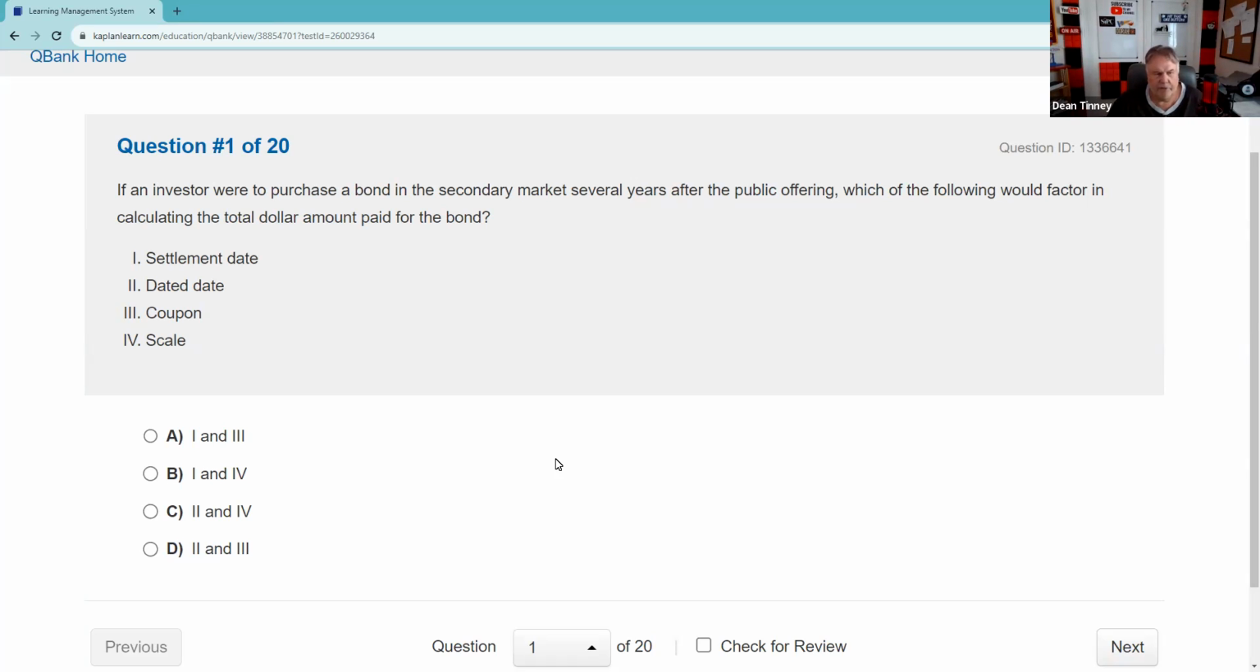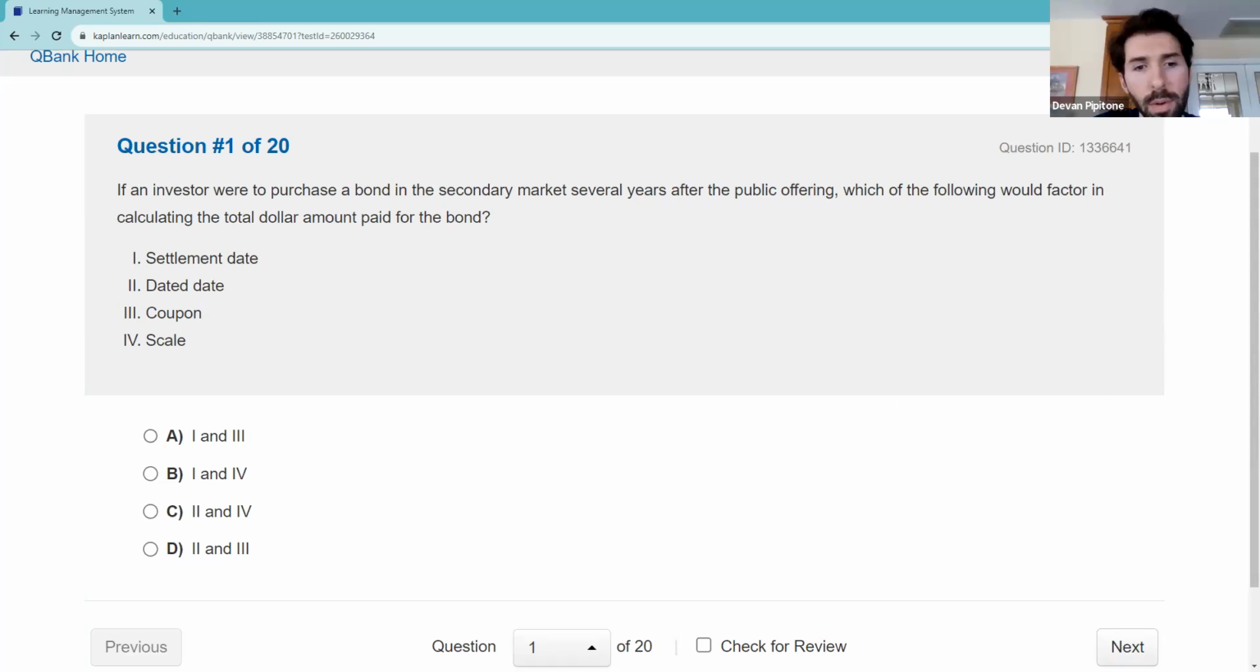If an investor were to purchase a bond in the secondary market several years after the public offering, which of the following would factor into calculating the total dollar amount paid for the bond? And I'll let you answer the question, and then we'll see how we did, and then I'll comment on that. I call this explication. That just is a fancy word for more than an explanation, a little bit of commentary as we go along the way.